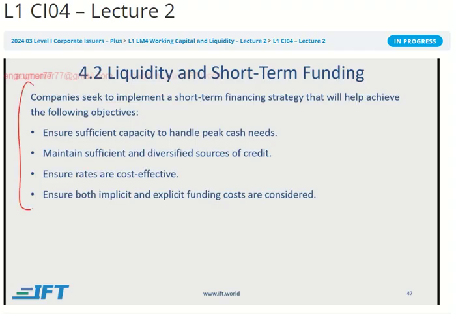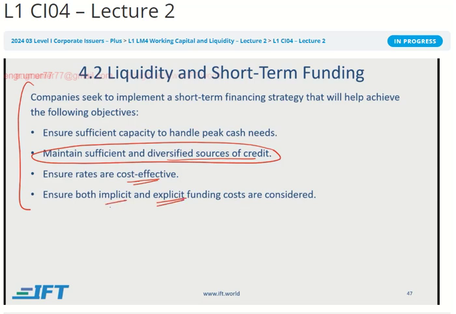Now, which companies seek to implement a short-term financing and how do they go about it? Well, first of all, it really depends on the size of the company and if they are able to borrow efficiently in the short-term funding market. So first they need to understand what is their objective, right? And how they can meet that objective in terms of the diversified sources of credit with a cost-effective rate, and not only considering the obvious or the explicit costs, but even the implicit costs.